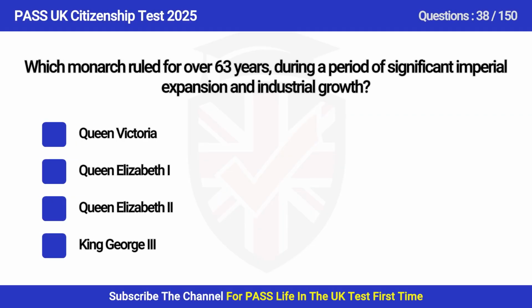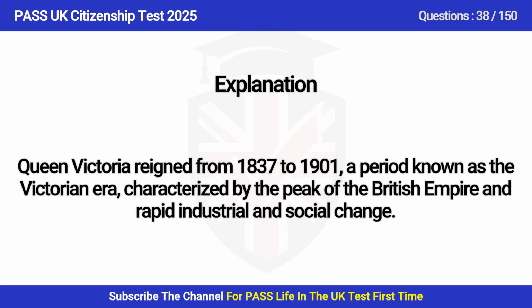Question 38. Which monarch ruled for over 63 years during a period of significant imperial expansion and industrial growth? A. Queen Victoria. B. Queen Elizabeth I. C. Queen Elizabeth II. D. King George. Answer is A. Queen Victoria. Queen Victoria reigned from 1837 to 1901, a period known as the Victorian era, marked by the peak of the British Empire and rapid industrial and social change.